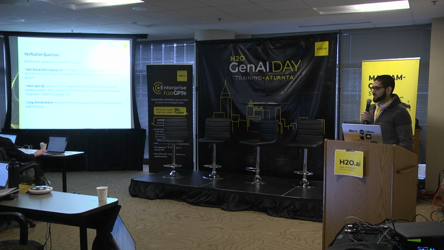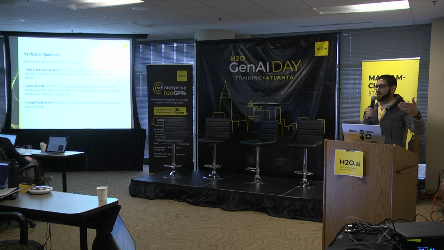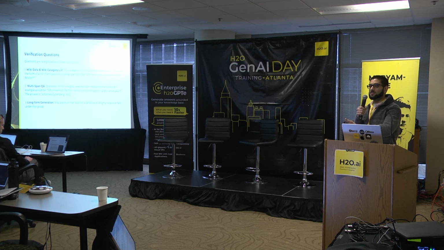The next one is a multi-span QA. So this has to do with seeking independent answers. One question you'll probably see as an example is, who invented the first mechanized printing press and in what year? So that's an example of a multi-span QA. Once again, the baseline response will get categorized as this, and then it'll use this chain to generate more verification questions and generate more answers.